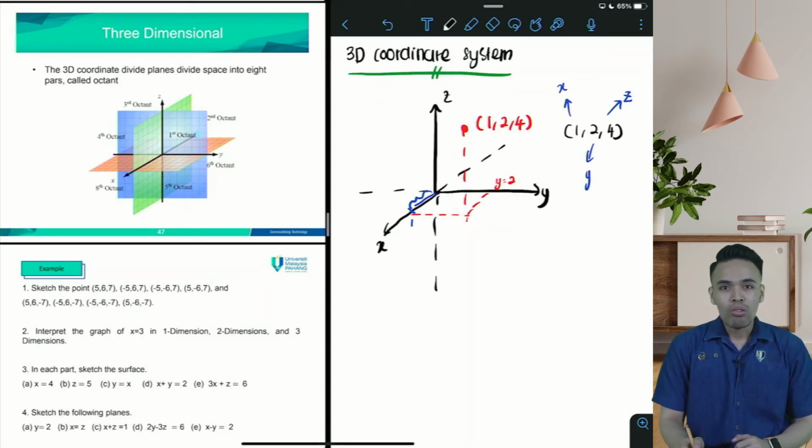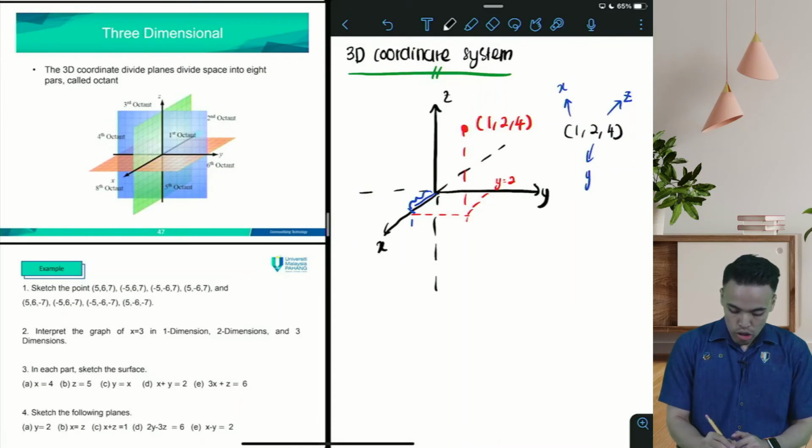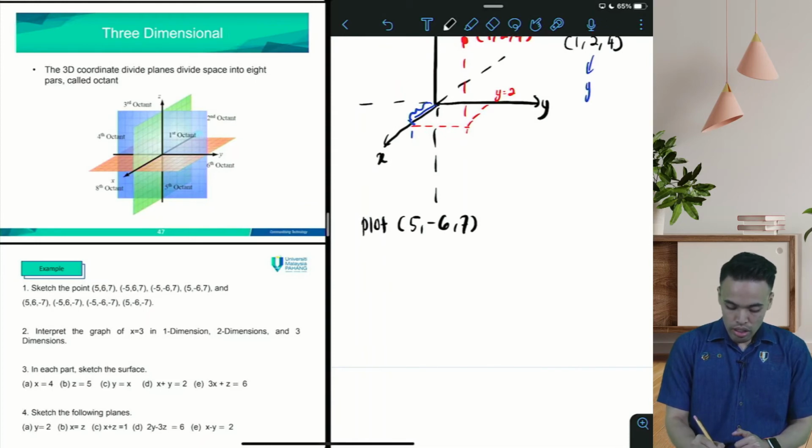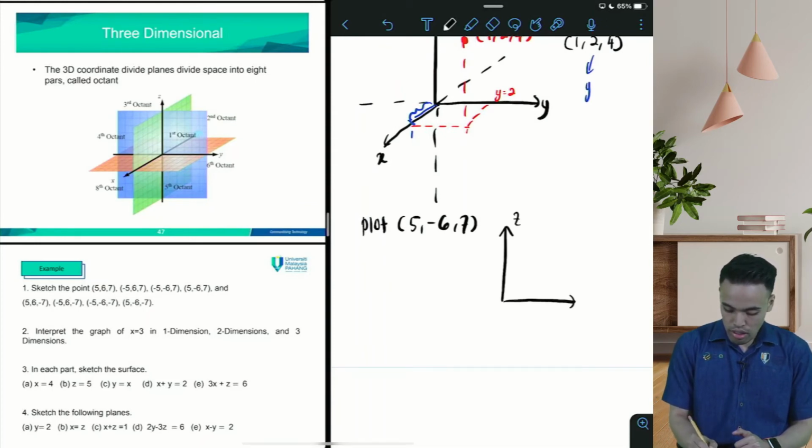Now, let's try one of the examples given in the slide presentation. The question asks you to sketch or plot the point (5, -6, 7). Let's try this question together. Alright, let's sketch the axes first, consisting of the z-axis, y-axis, and x-axis.